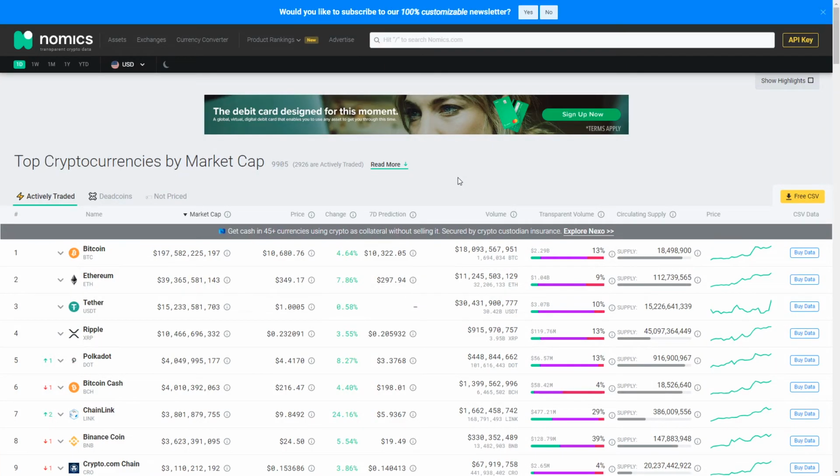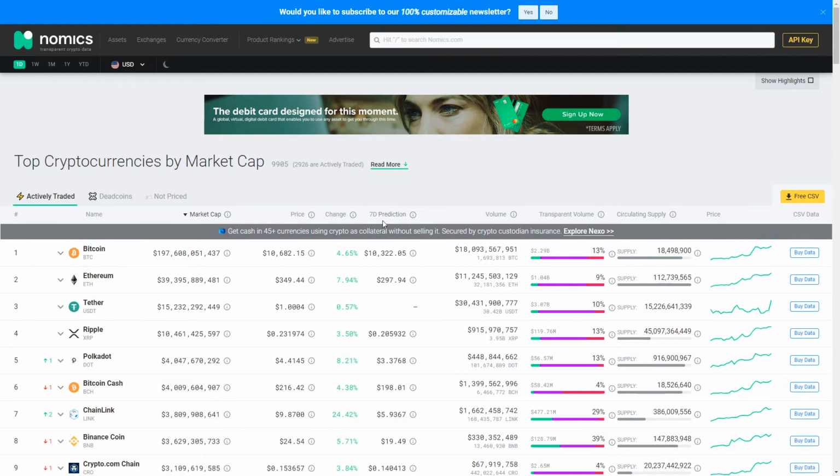Here we are on the Nomics website. As you can see, Nomics is a data provider that's similar in many ways to the CoinMarketCap website. They have things like coin market cap, the price of assets, the change of those assets over time, the volume, and something they call transparent volume, and circulation supply along with price graphs.